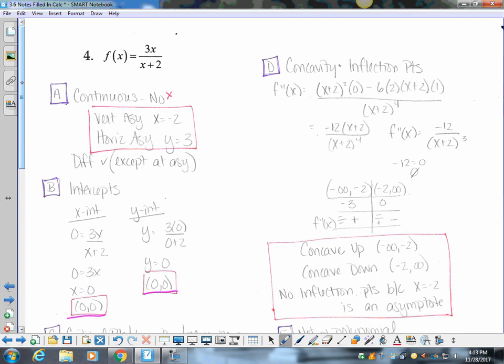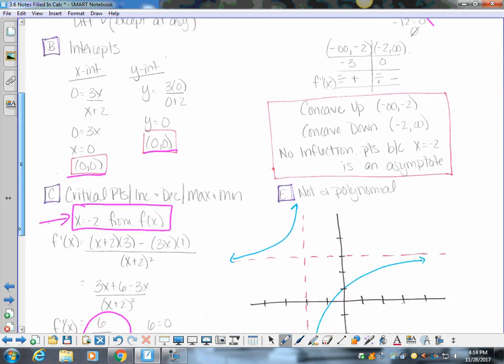So then I do concavity and inflection points. I'm taking the second derivative, and then set that equal to 0, and the x's completely go away. I get negative 12 equals 0, so I get no solutions from there, but I do have a possible inflection point because of the asymptote. So again, I pick numbers in those intervals, plug them into my second derivative, which is right there, figure out what my signs are going to be, and I can see that I'm concave up from negative infinity to negative 2 and concave down from negative 2 to infinity. I do not have an inflection point at negative 2 because it's an asymptote.